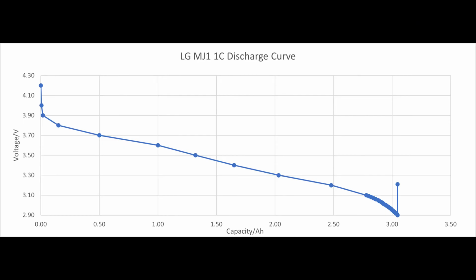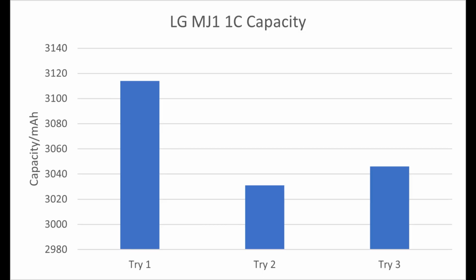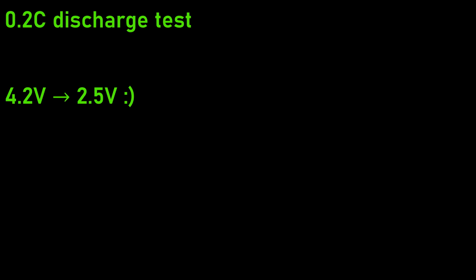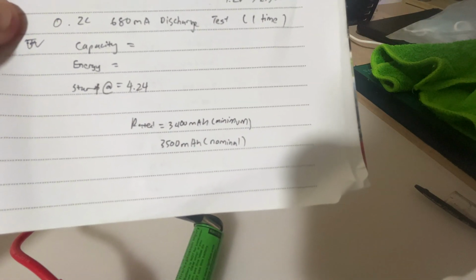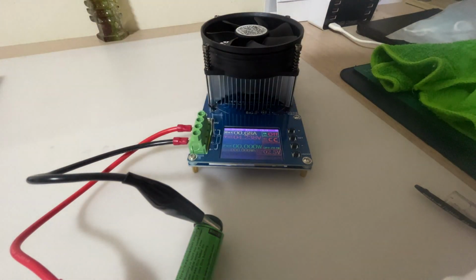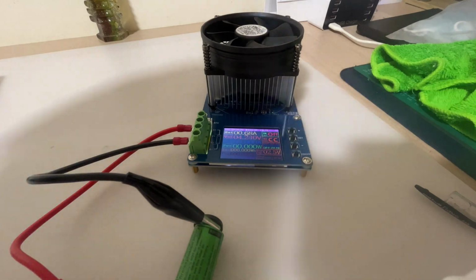24 hours later. 1C discharge test at 3.5 amps, and you can see that even with the high current, the battery still scored over 3000 milliampere hours and a specific energy of more than 210 watt hours per kilogram. The last battery test, we are doing it at 680 milliamps or around 0.2C, and let's see whether it's possible to reach 3400 milliampere hour later.